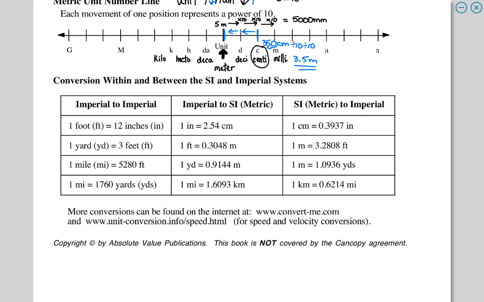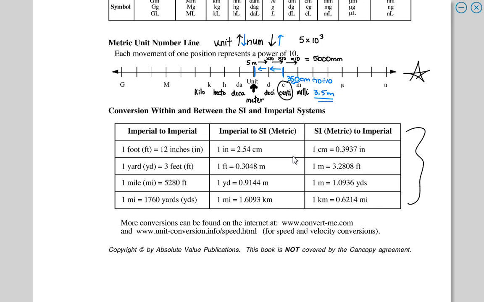This chart here underneath, this will be what you'll see on your formula sheet. You will have this number line and you will have this chart on your formula sheet. So you don't have to memorize any of this, and that chart is given to you. Okay, so the number line is for metric, so make sure you put a star on this. This is for metric, and then this chart is for anything involving imperial. So it could be imperial or imperial to metric.